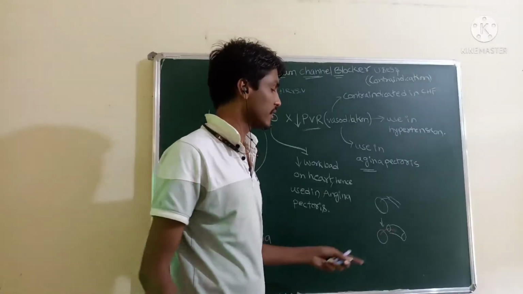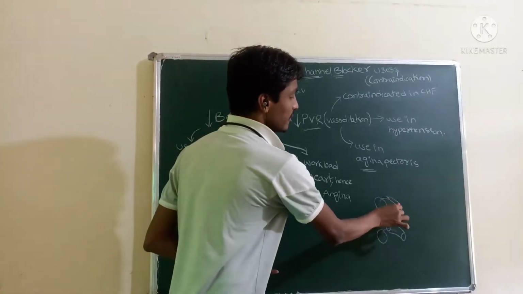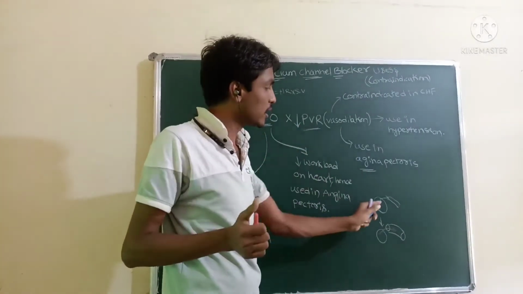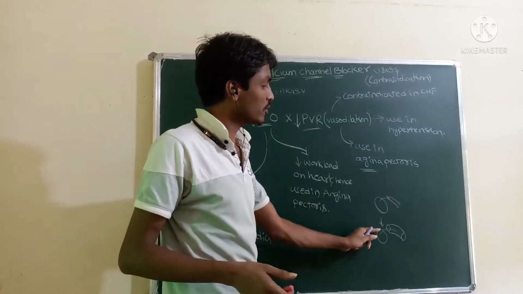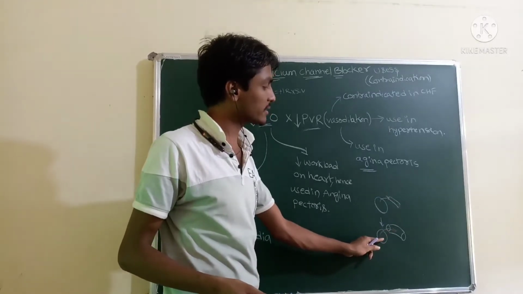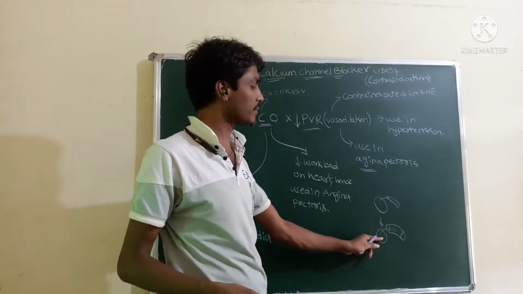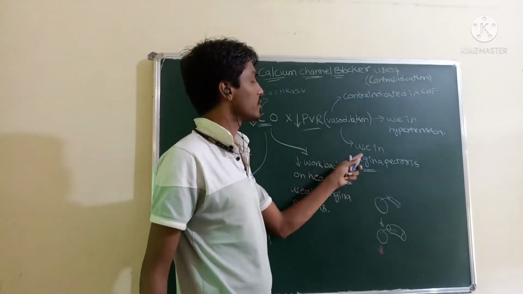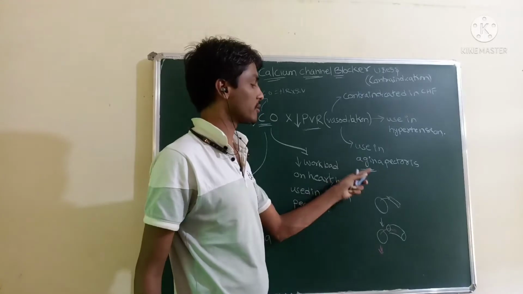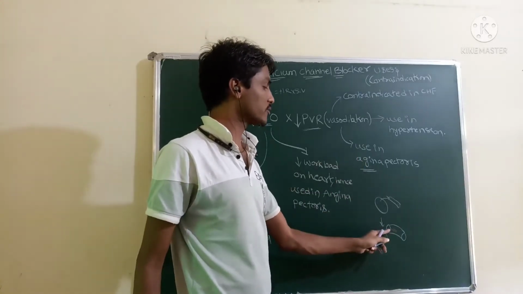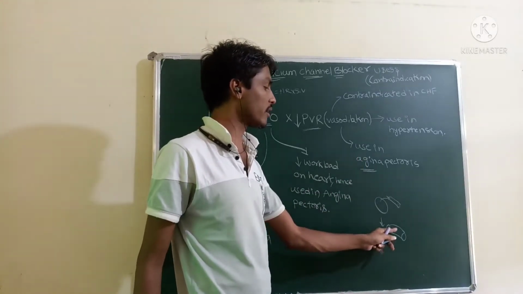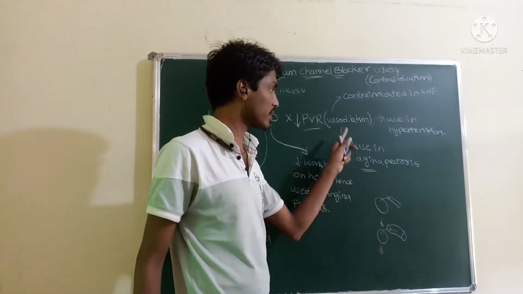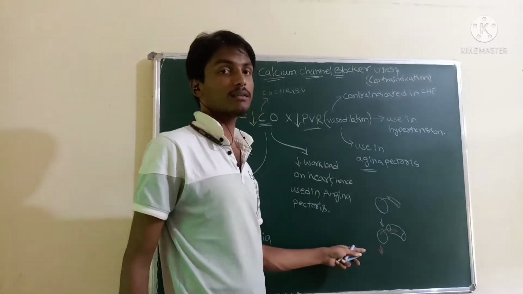Whenever the blood vessel gets constricted, the heart needs to do more work to pump the blood through this constricted blood vessel. Whenever vasodilation is there, less work is done by the heart, which is reduced workload on the heart. Hence, we can use it in the treatment of angina pectoris.